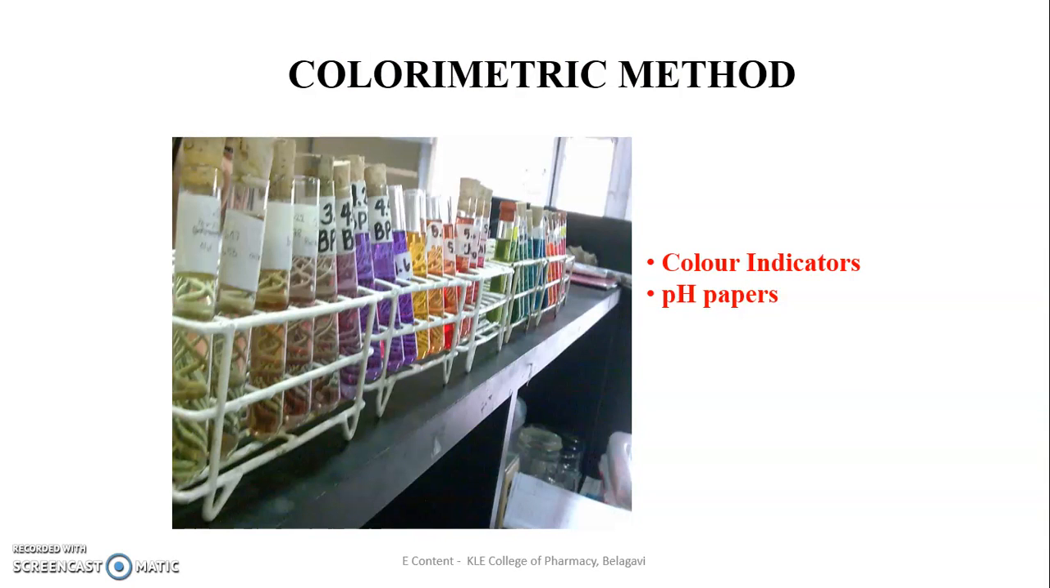The first method we are going to discuss is the colorimetric method. The colorimetric method depends basically on color indicators and can also be carried out using pH papers. This method basically involves comparing the color intensity of the test sample with the standard color intensity, to find out the exact pH depending upon the intensity of the color produced in the solutions.